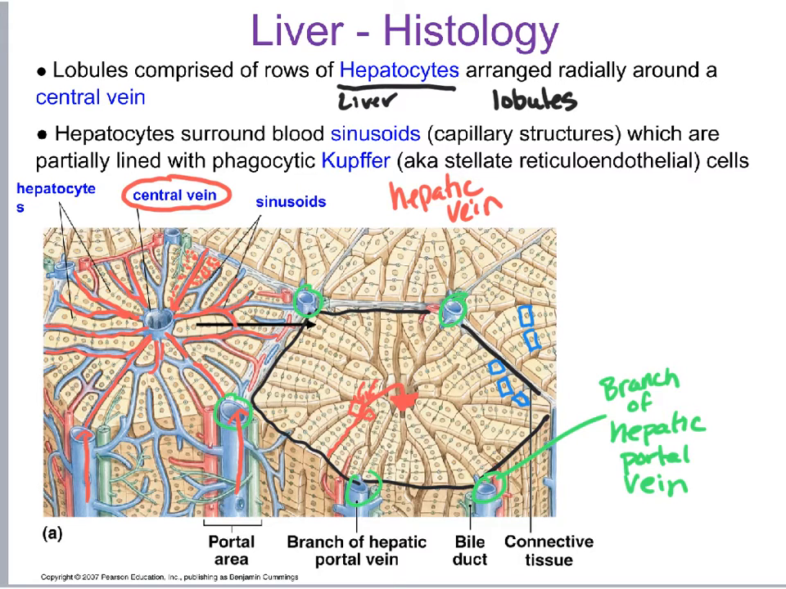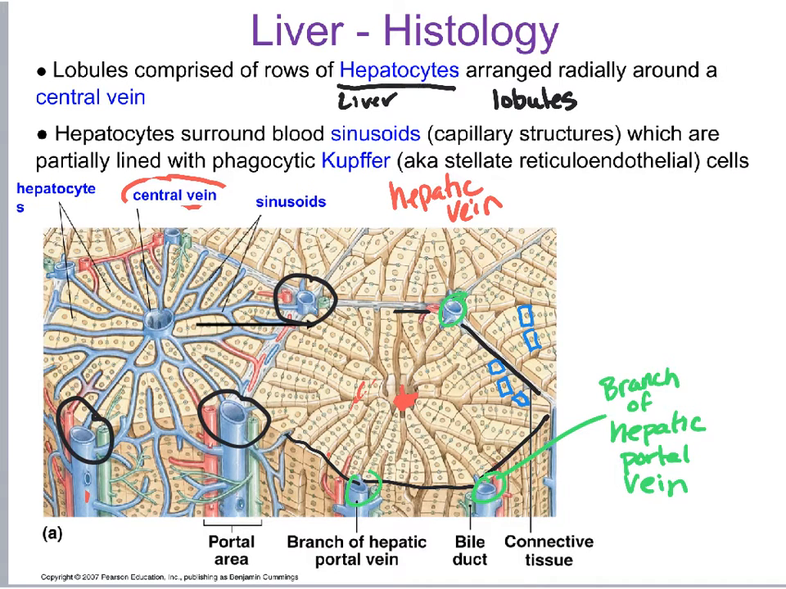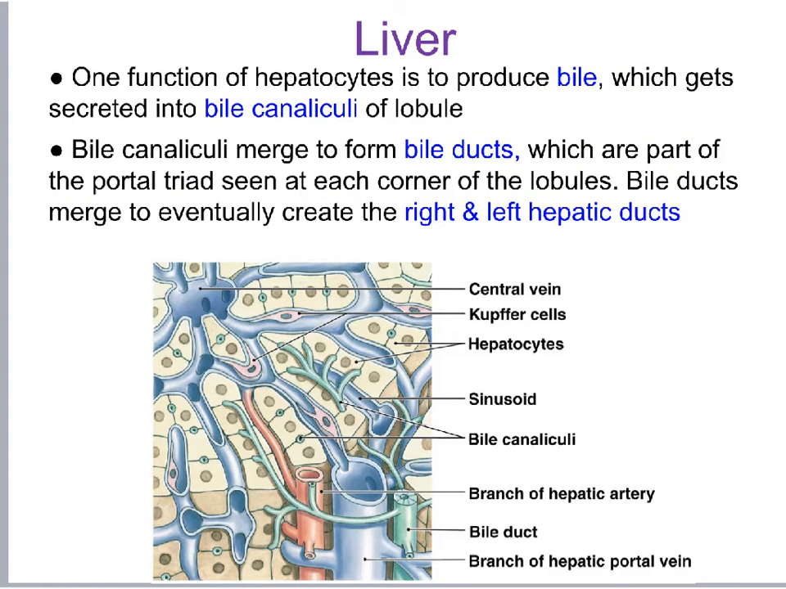Lobules. If we go back to here, and let me erase all this business that I drew, you can pretty easily see the hepatic triads at each corner, right? So you know what the branch of the hepatic portal vein is bringing to the liver lobules. Here we go, this is a much better picture. I apologize for getting ahead of myself.